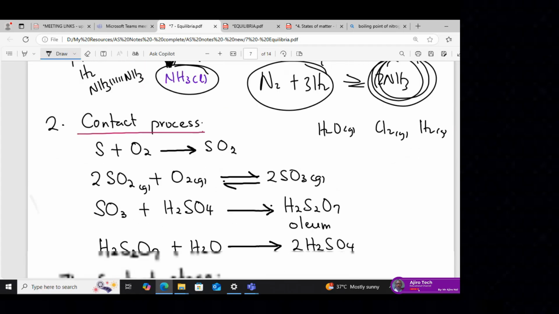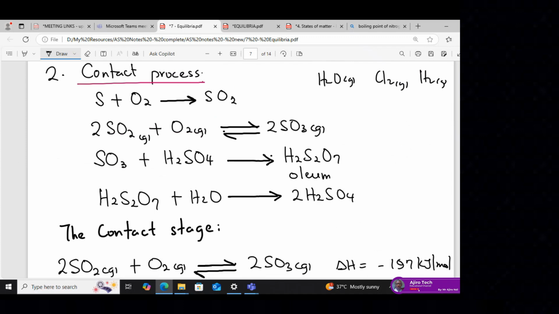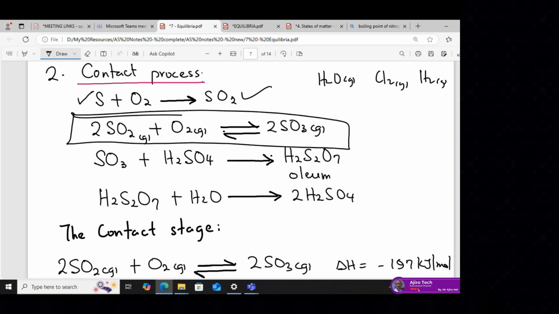Now, number two, contact process. Can you read, please? No, let me just read for you. There are five contact stages to the contact process. First, burn sulfur in oxygen to get sulfur dioxide. So this is the contact stage. This is the process for producing sulfuric acid.